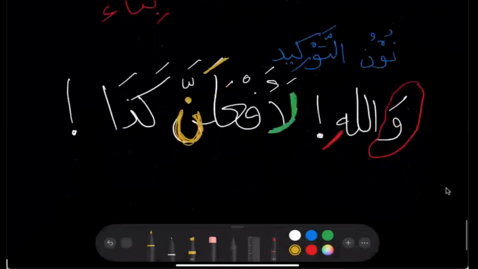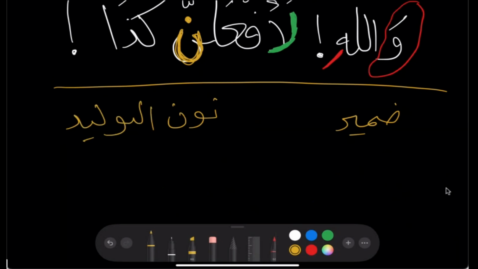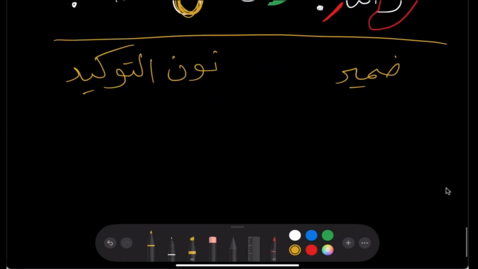Yani, I'll write it all out for you right now. What's going to be a suffix for the fi'l mudari'? A damir, a pronoun, or noon tawkid, or noon of emphasis, which is a harf. Noon of emphasis is a harf, harf ma'na, a particle. So, noon of tawkid, or damir.